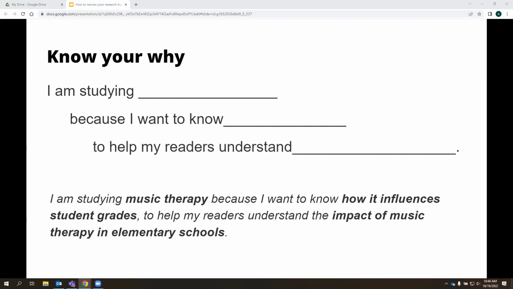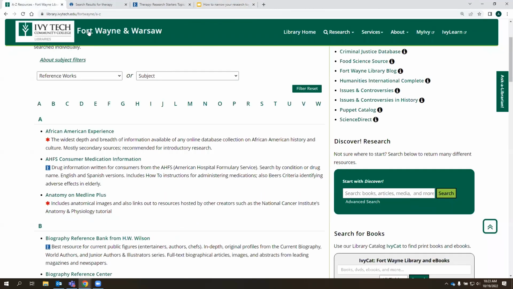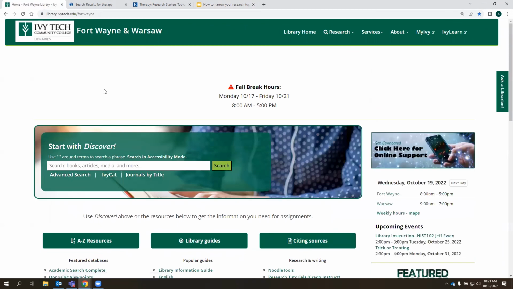Your reason or purpose for writing can change as you research and find new information, so be open and flexible as you go. So I hope that gives you a good overview of narrowing down your topic.